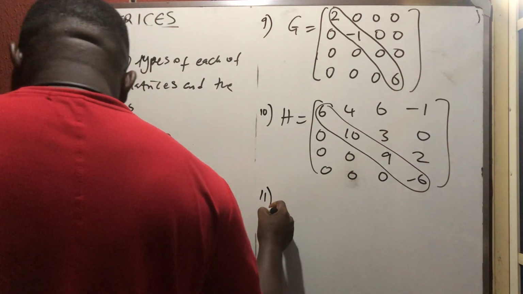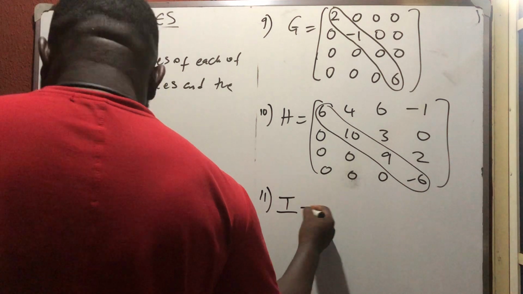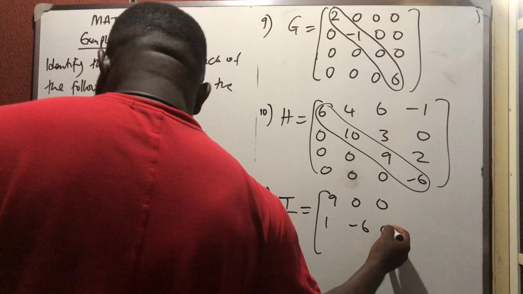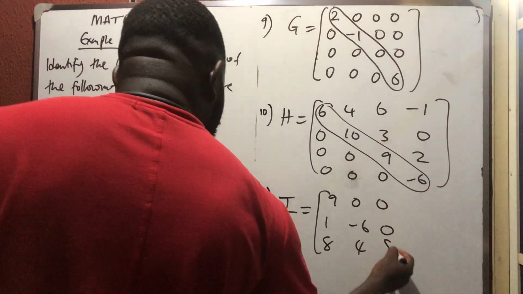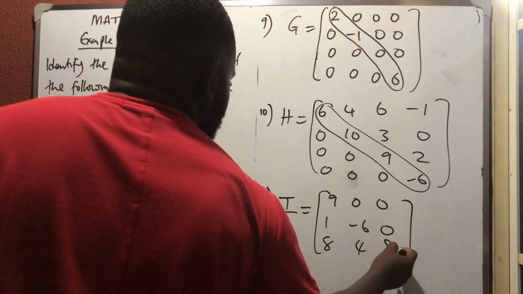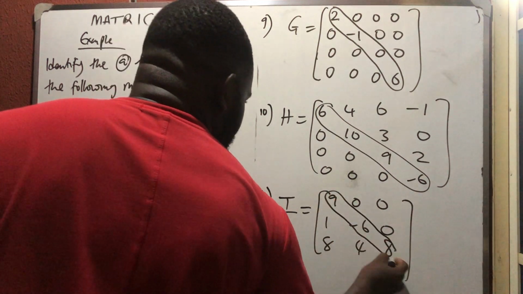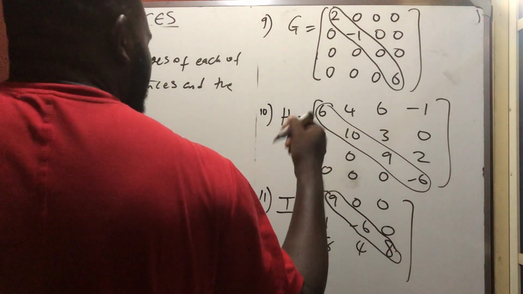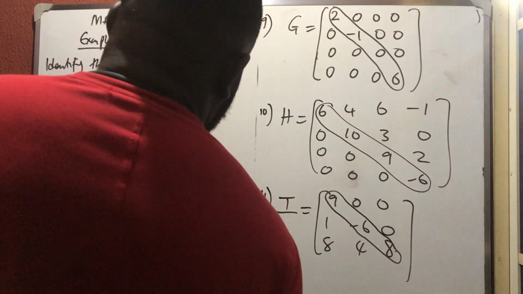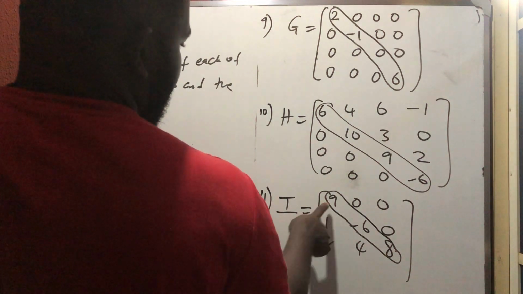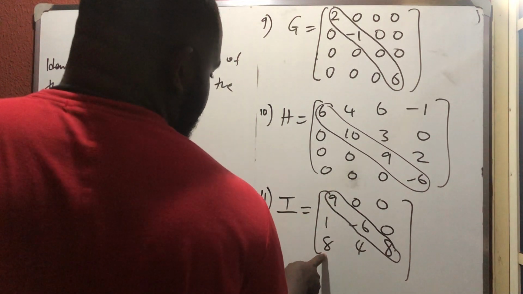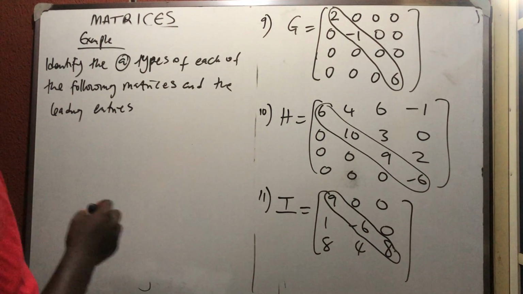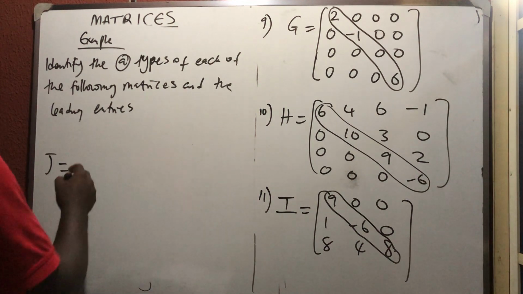The next one says that I is equal to this square matrix: 9, 0, 0, 1, minus 6, 0, 8, 4, 8. If you look at this one now, this is the diagonal. It is a 3 by 3 square matrix. And I told you that if the upper triangular is 0, then it is a lower triangular matrix. So this is a lower triangular matrix, and the leading entries are 9, 1, and 8. These are the leading entries.